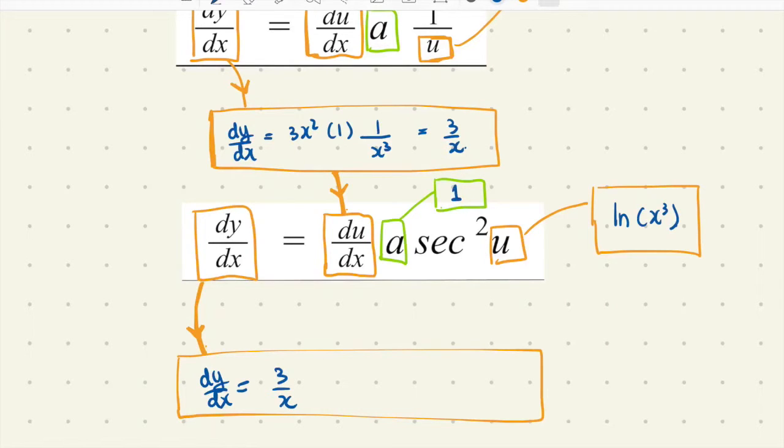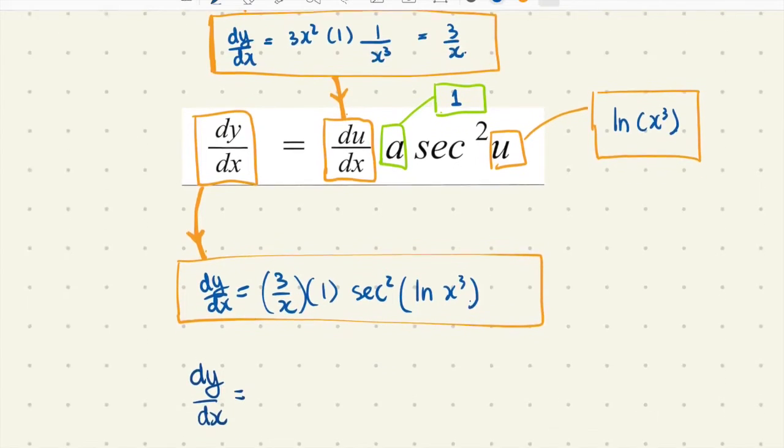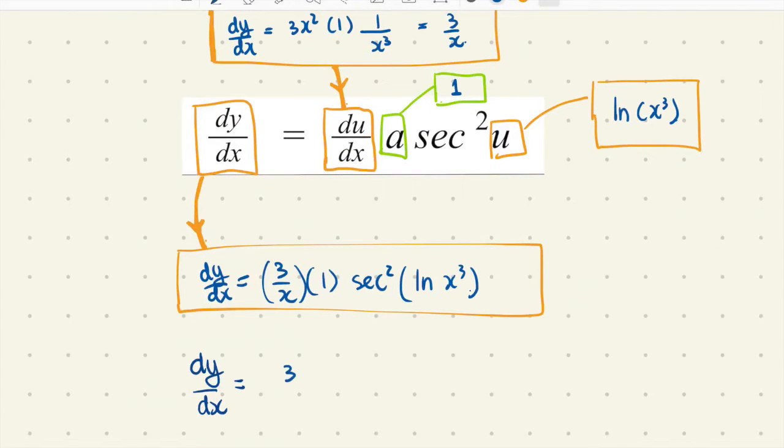Then you replace a with 1 times secant square ln x cubed. If you simplify the expression, you're going to get 3 over x secant square of ln x cubed. That's the answer.